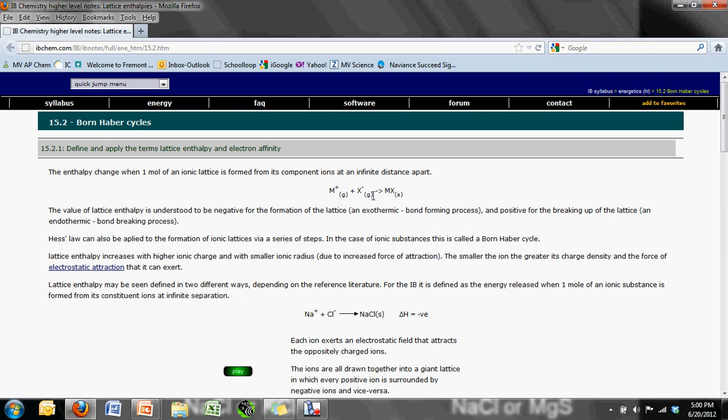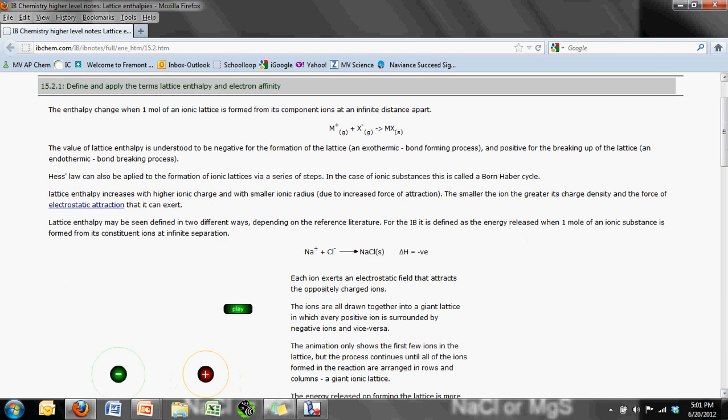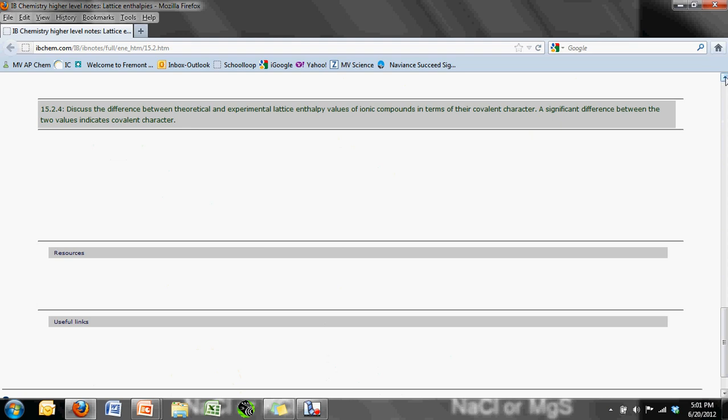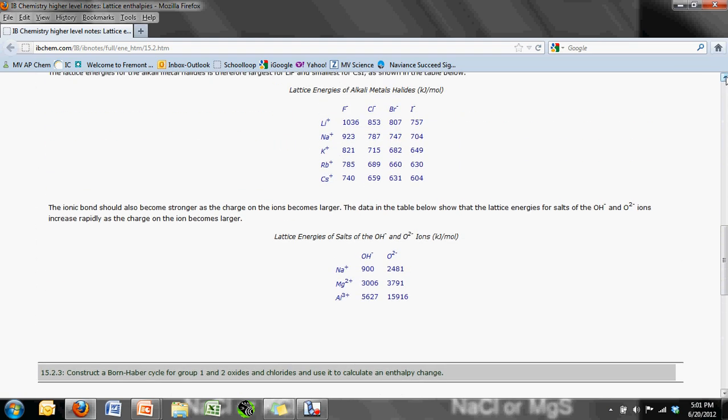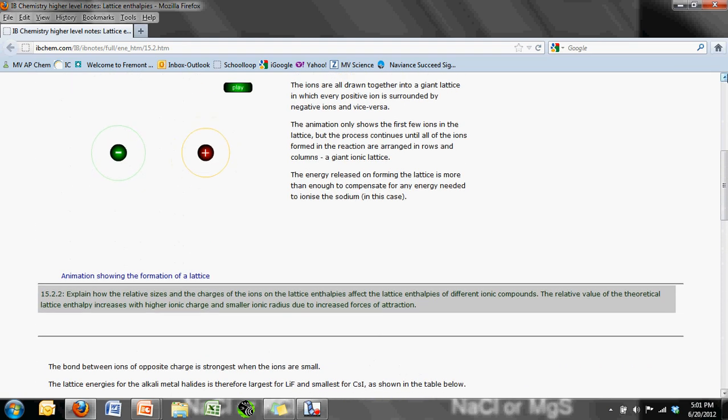Lattice energy is the amount of energy released when 1 mole of solid compound is formed from its ions, or you can talk about it in terms of breaking 1 mole of a solid compound. Both are the same, just their signs are opposite. And here is a little animation to see how lattice energy forms.